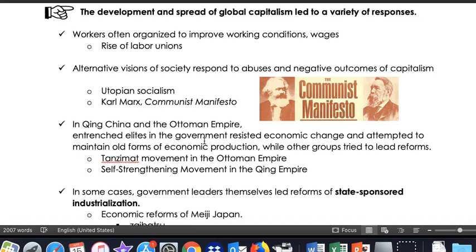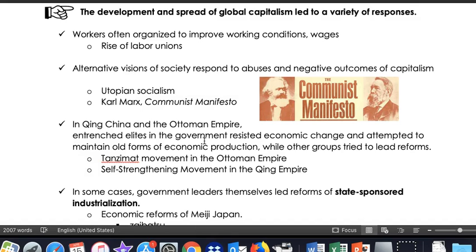Other responses around the world. So in China and the Ottoman Empire, we know that elites in government resisted economic change because they are just trying to maintain the status quo and they don't want to let go of the privilege that they've had. The Tanzimat movement in the Ottoman Empire would be an example of struggle within the empire, where initially the Tanzimat movement was to industrialize and reform the Ottoman economy. However, traditionalists within the Ottoman Empire are going to entrench their power and try to hold that back.